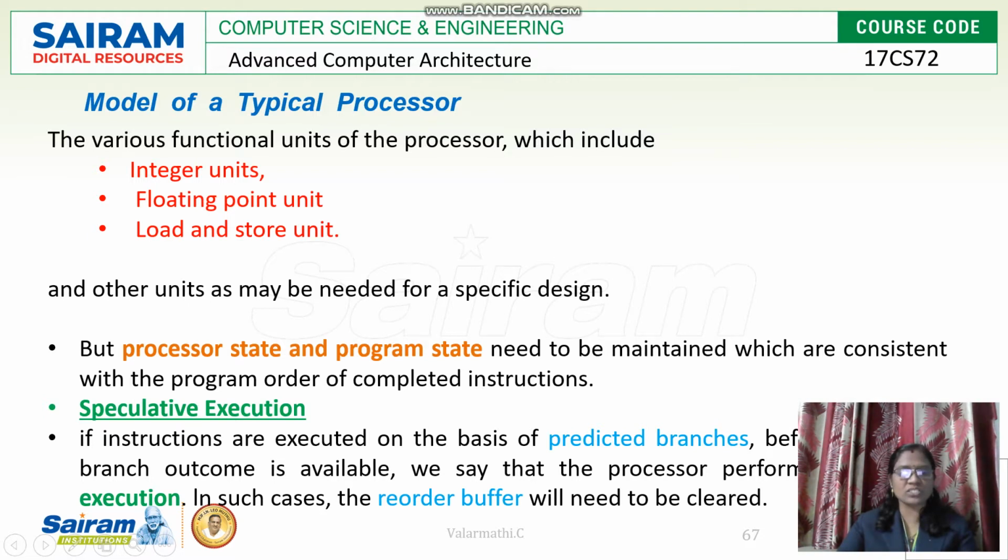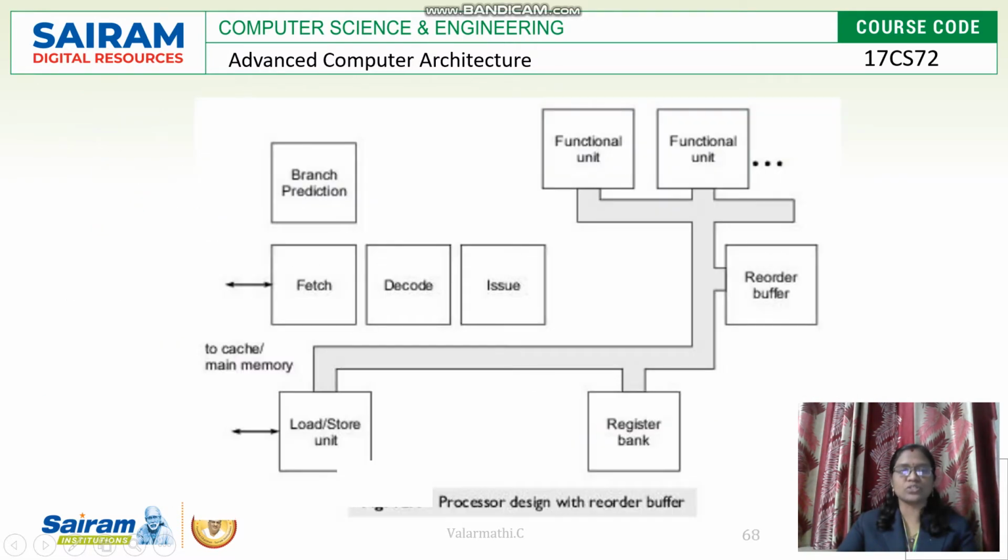There are some situations called speculative instruction. Speculative instruction means the instruction is executed on the basis of predicted branches. That is, when the condition is known and its branch outcome is available, the processor performs the speculative execution of that instruction. In those cases, the reorder buffer should be cleared, it should be flushed. That is called speculative execution.